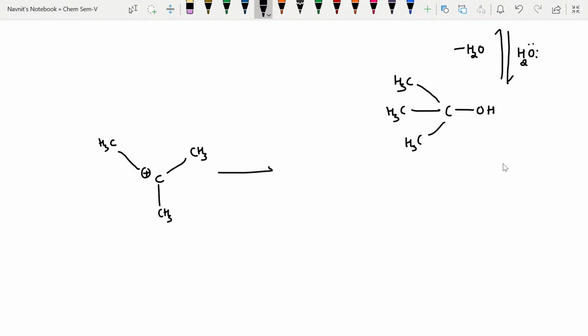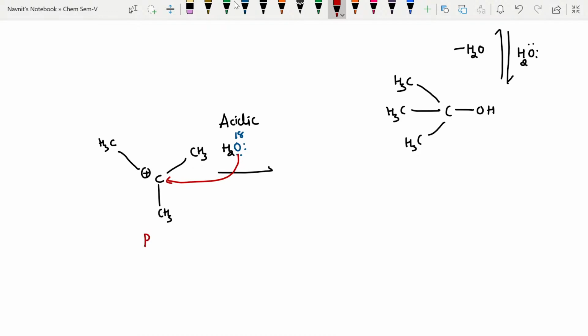Now, if this carbocation is attacked by a water molecule, and the reaction condition is acidic, because we are talking about acid hydrolysis, and if we have added labeled oxygen, that is, water containing the labeled oxygen or isotopes of oxygen. Now this oxygen also contains two lone pairs, and one of the lone pairs attacks this carbocation.